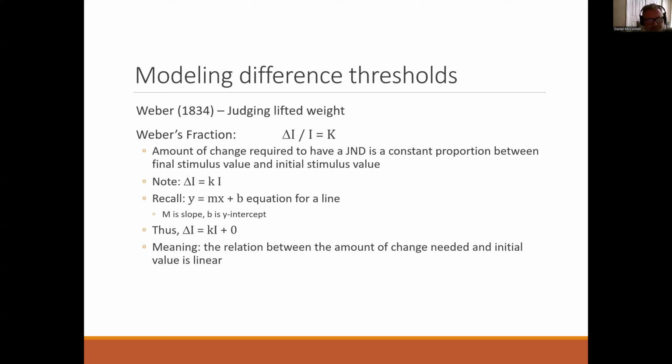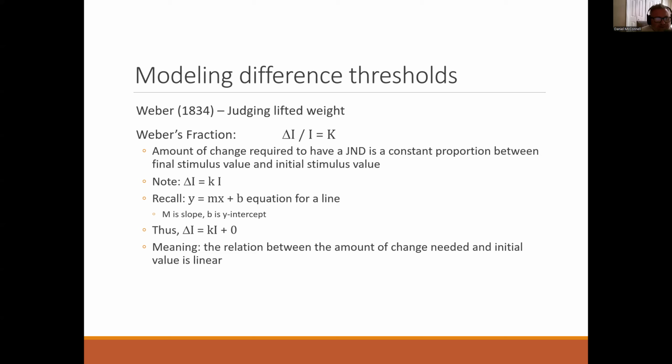Now what we're going to do is find some implications of Weber's fraction here. And what I have done is a simple little algebraic rearrangement of the Weber's fraction formula. What do I mean by that? I'm going to multiply both sides by I, right? And so if I multiply both sides by I, then on the left-hand side, I will cancel out from the denominator there. And on the right-hand side, we will end up with K times I. And now we have a new formula, delta I equals K times I, right? It's just a simple little thing.